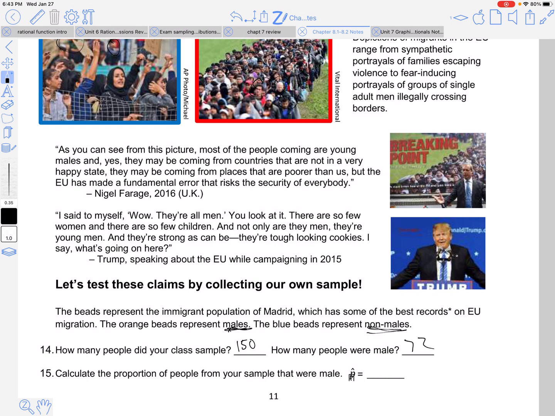Anyways, when we pulled out our sample, we had 72. So 72 out of 150 equals 0.48. So according to our sample, 48% of the immigrants to Madrid, to Spain actually, in this sample were male. And remember, children were in the other group. So just male 18 and older, the rest were children or women.